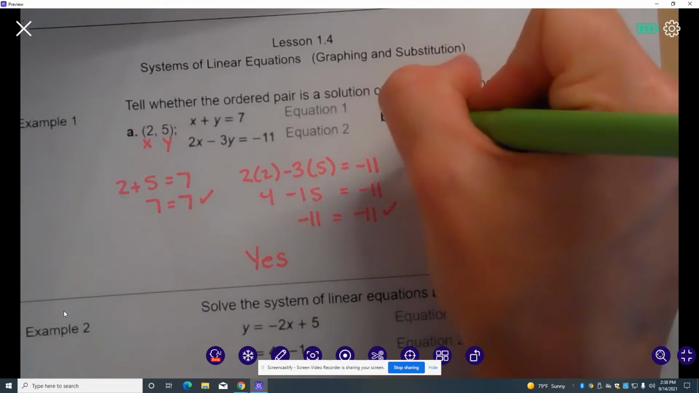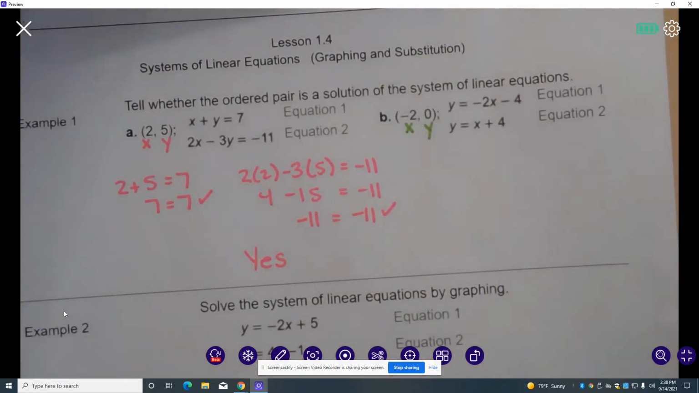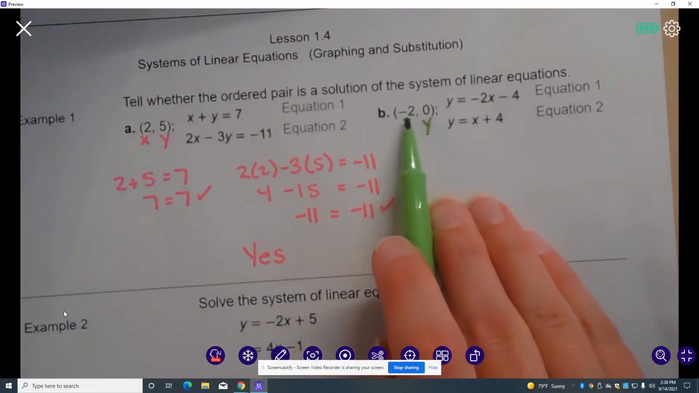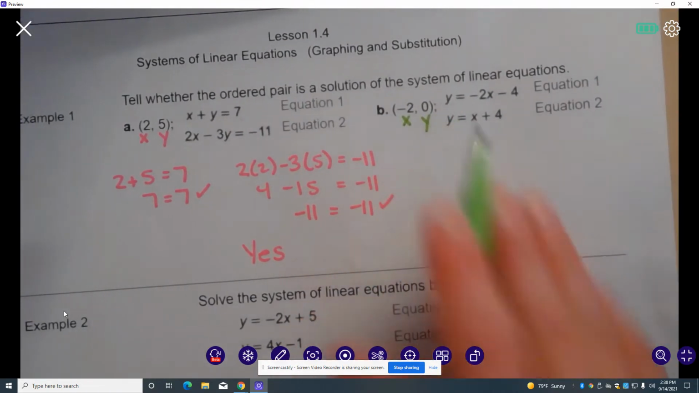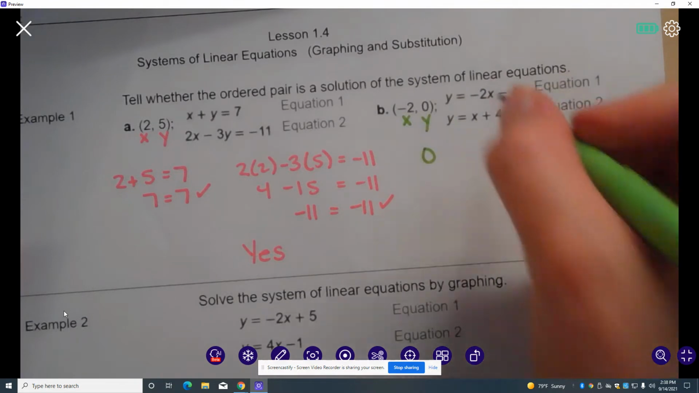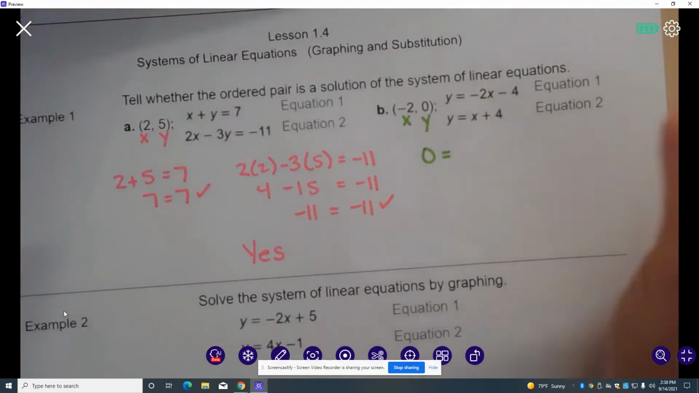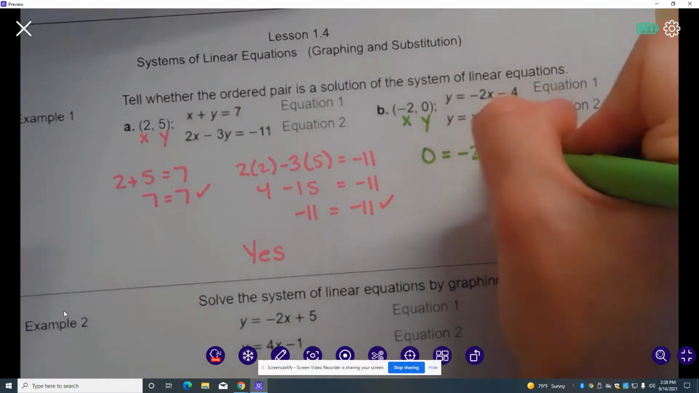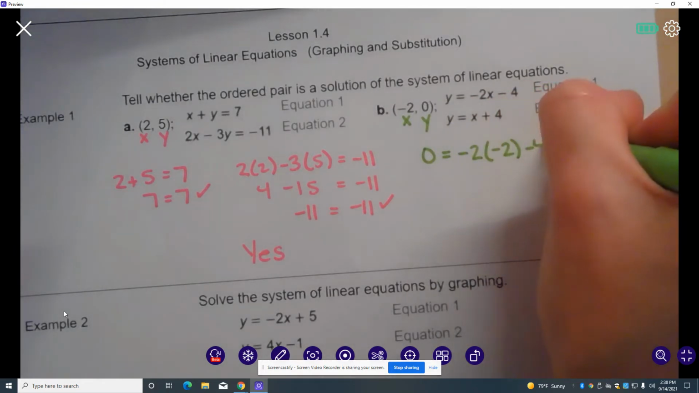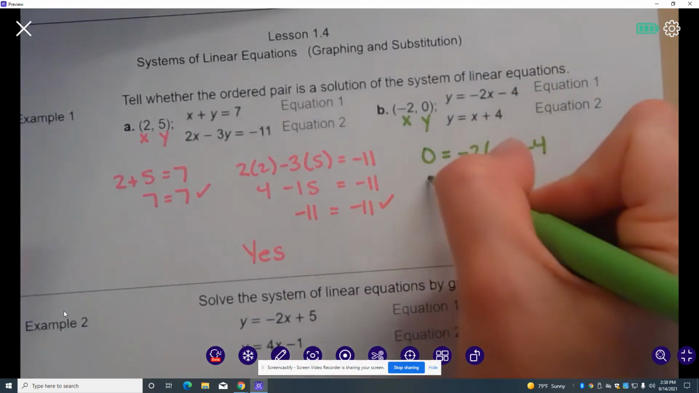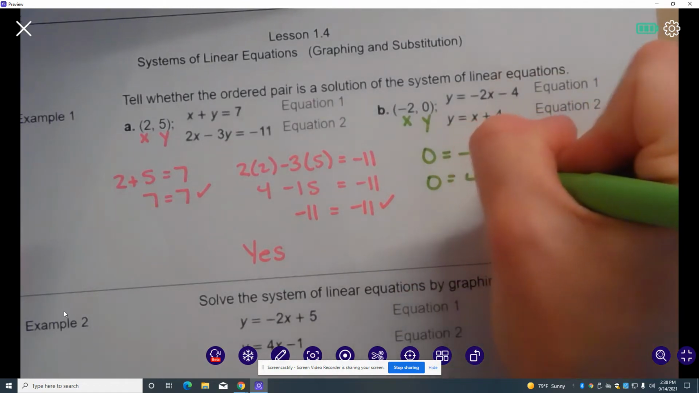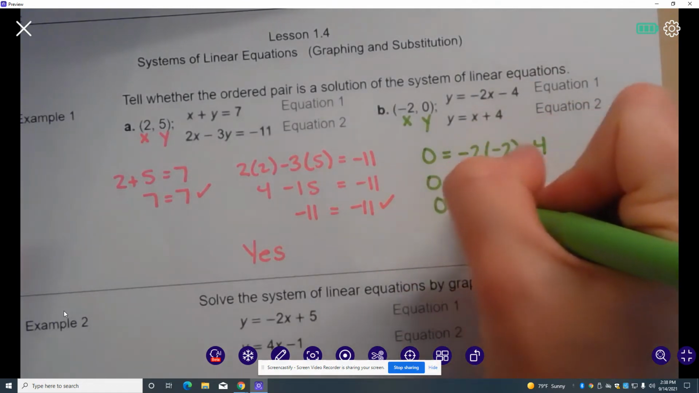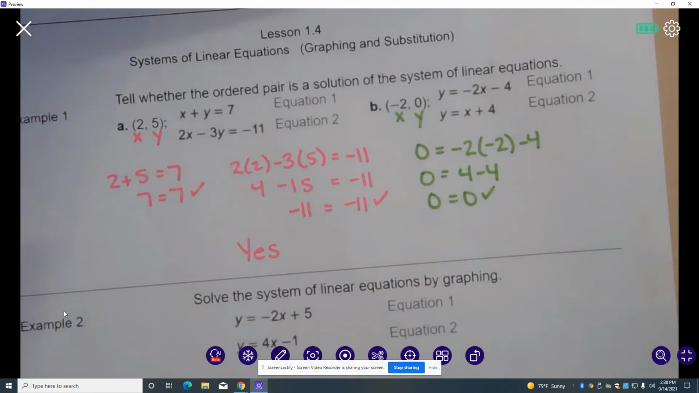Part B, we're going to do the same thing. Our ordered pair is negative 2, 0. And I'm going to plug negative 2 in for x and 0 in for y. So for the first equation, when I plug those values in, I get, is 0 equal to negative 2 times negative 2 minus 4? Well, negative 2 times negative 2 is positive 4, and 4 minus 4 is 0. So that does make the first equation true.